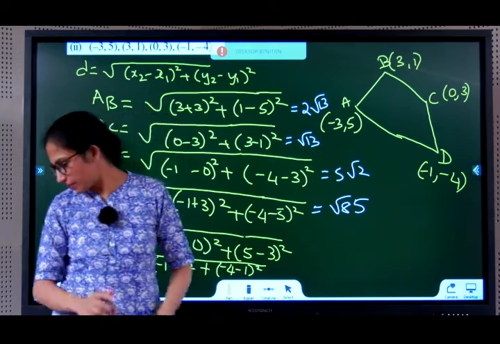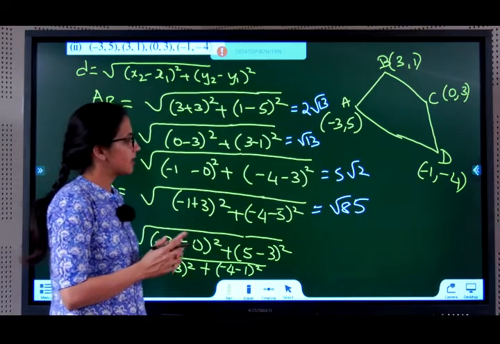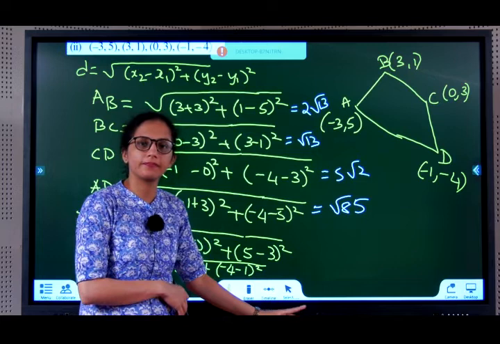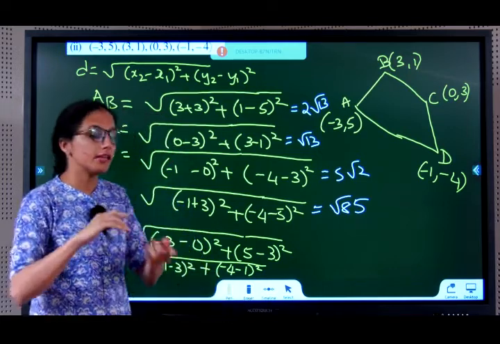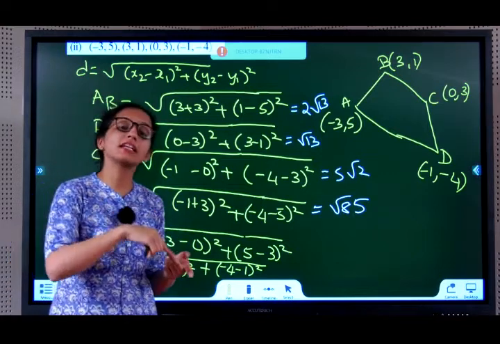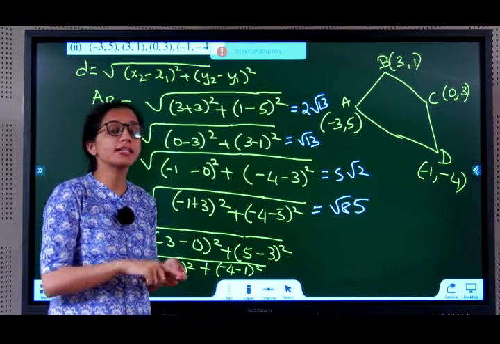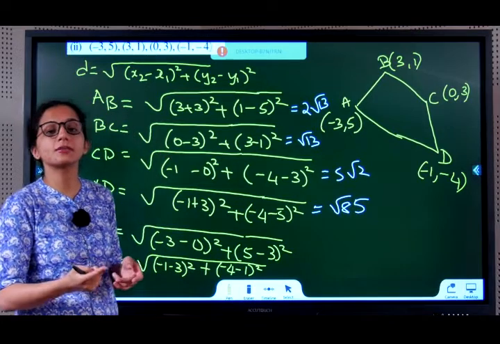So what you can observe over here is all the four sides are different. Among the note I gave you, what did it say? If opposite sides are equal, it's a parallelogram. If opposite sides are equal and diagonals are equal, then it's a rectangle. If all sides are equal, it's a rhombus. If all sides are equal and diagonals are equal, then it's a square.